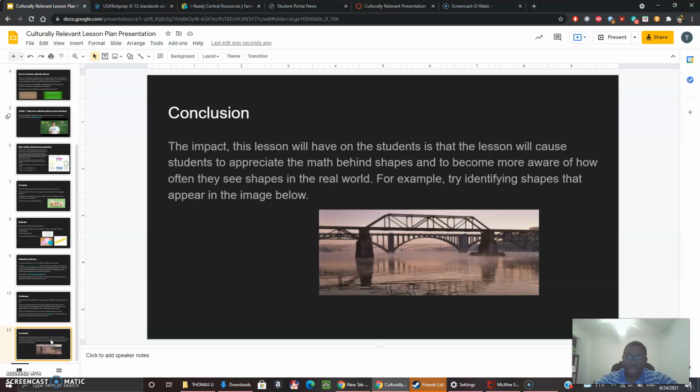But the overall impact that I would like for my class to have after my lesson is that I want them to become more aware of the math behind shapes and how often they see shapes in the real world. Like, for example, taking a look at this picture, there are a bunch of shapes that you can make out. So, why don't you try identifying shapes that appear in the image below?